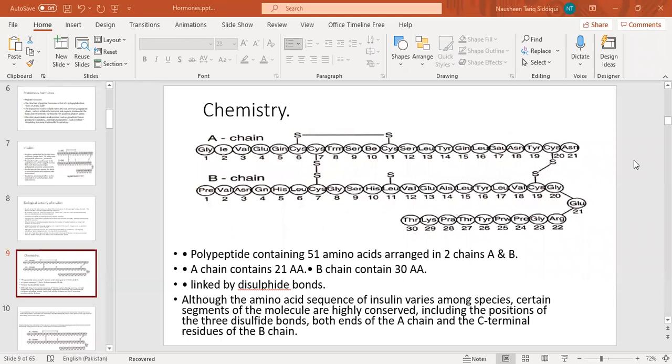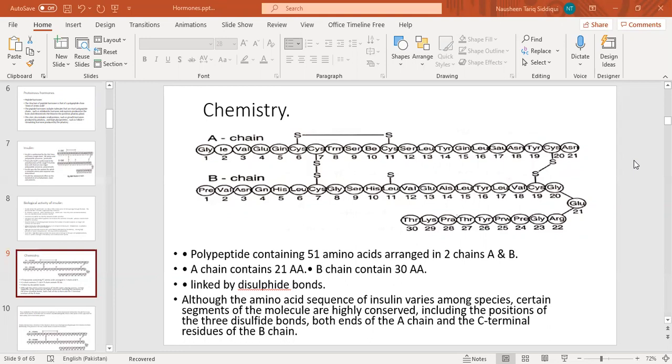Okay, there are two parts of the insulin chain. The polypeptide contains about 51 amino acids. As I described earlier, they are altogether 51 amino acids arranged in two chains, that is A and B. The A chain contains about 21 amino acids, while the B chain contains about 30 amino acids. They are linked with disulfide bonds.